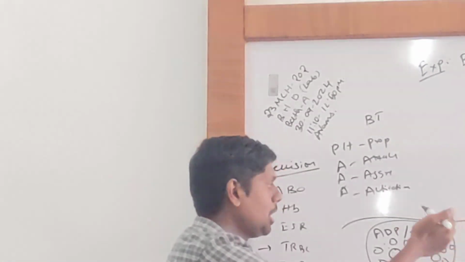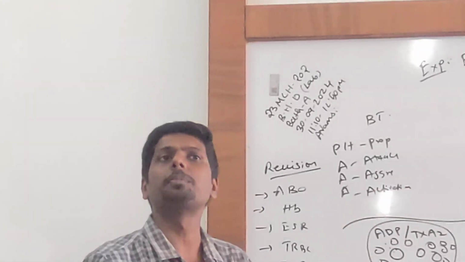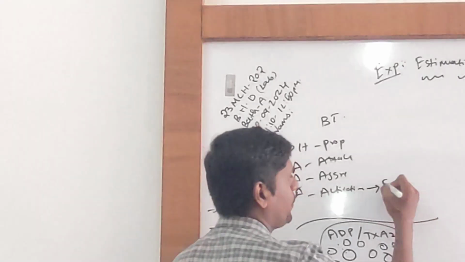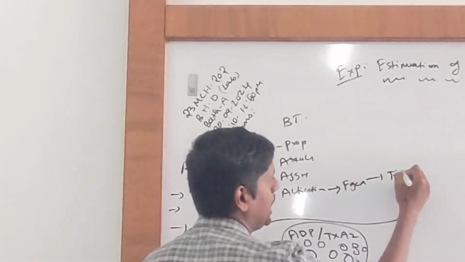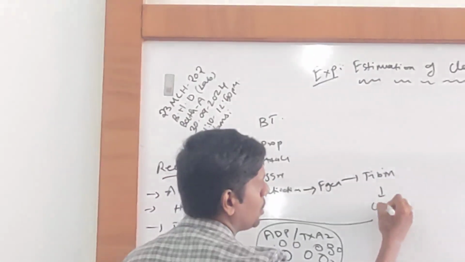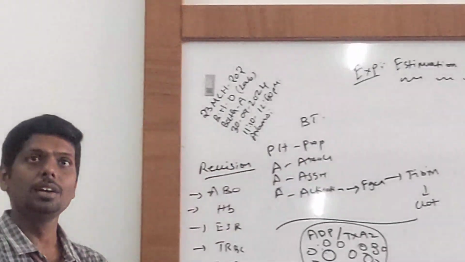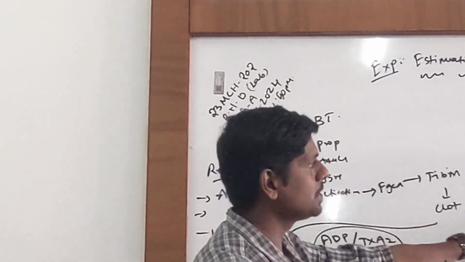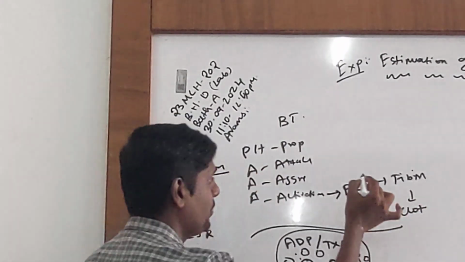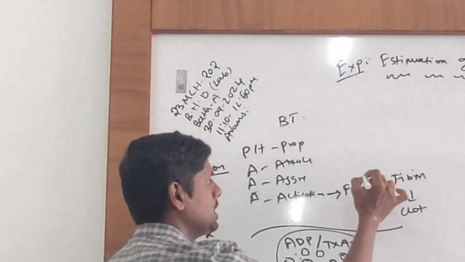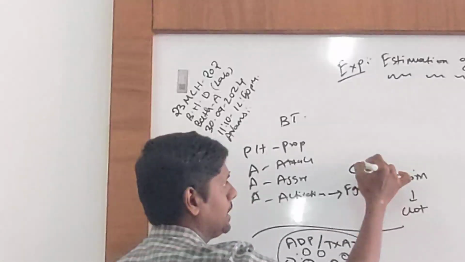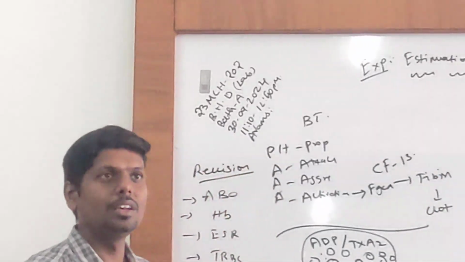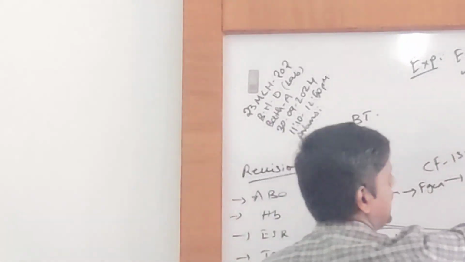After this, the platelets get activated. Activated platelets will convert fibrinogen to fibrin, and fibrin leads to clot. Now I will add further things to the story. This fibrinogen conversion to fibrin is mediated by clotting factors. How many clotting factors do we have? 13 clotting factors. A quick recall of all 13 clotting factors.